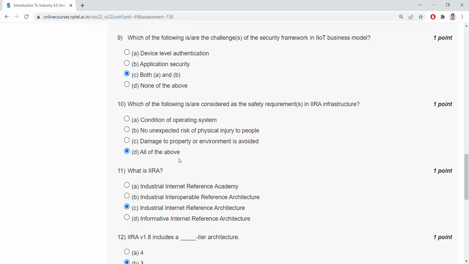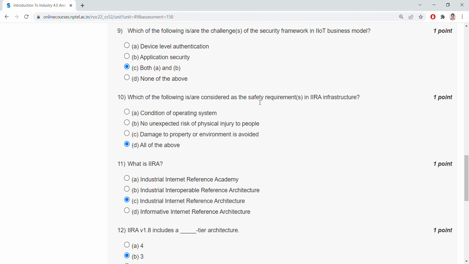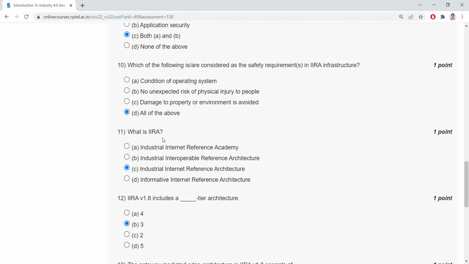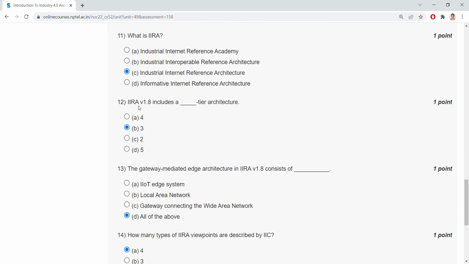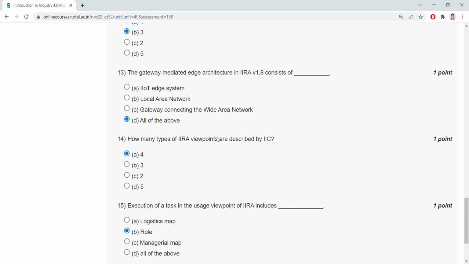Which of the following are considered as safety requirements in IIRA infrastructure? All of the above. What is IIRA? Industrial Internet Reference Architecture. IIRA version 1.8 includes three-tier architecture. The gateway mediated edge architecture in IIRA version 1.8 consists of all of the above.